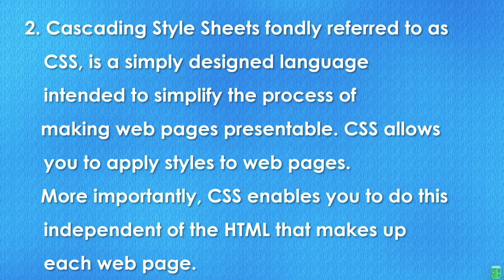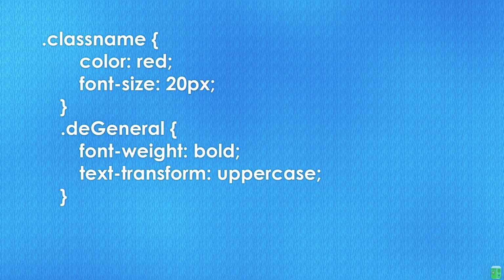CSS stands for Cascading Style Sheet, and it is a simply designed language that is intended to simplify the process of building or making web pages presentable. After you write your structure, after you've created your text and buttons on your pages, this is where you style them. It allows you to apply styles to your web pages, and more importantly, it enables you to do this independent of the HTML which makes up such a web page. I hope you understand what I mean. So this is an example of CSS declaration.